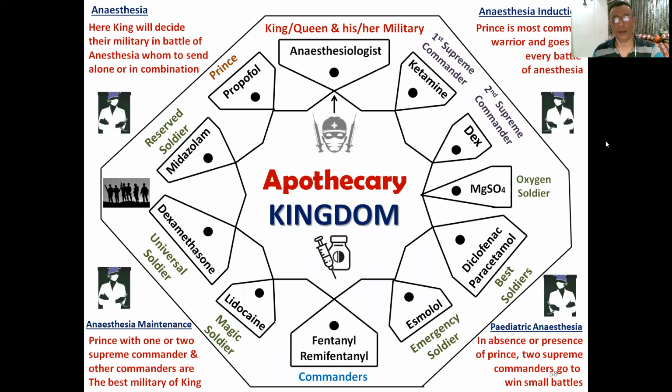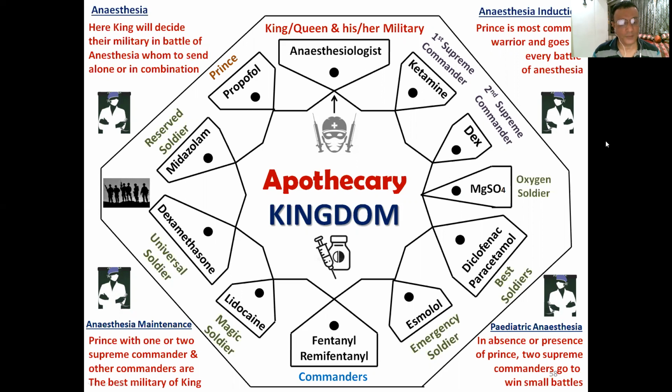I have developed one apothecary kingdom. Here the anesthesiologist is king or queen, and they have a prince, propofol; ketamine and dex are the first and second supreme commanders; then fentanyl and remifentanil are commanders; and others are soldiers like magic, universal, base soldiers, emergency. Whenever you give anesthesia, the anesthesiologist, the king, will decide whom to send into the battle of anesthesia, alone or in combination. For anesthesia induction, the prince is the most common warrior. We give propofol for induction.